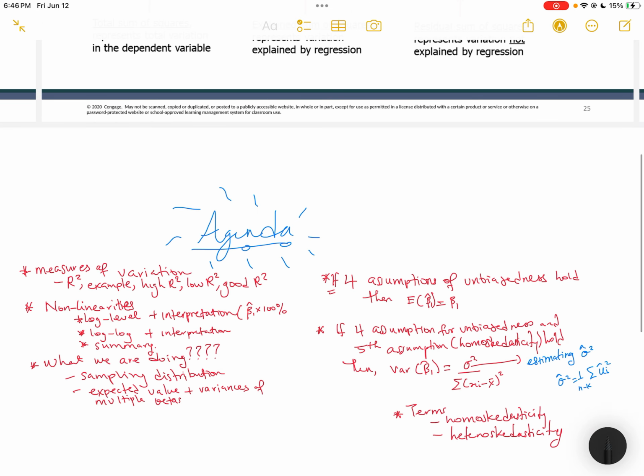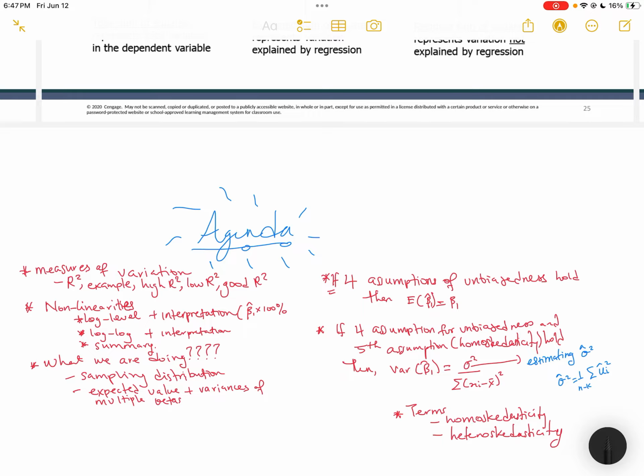What is the agenda? Well, this is the agenda. We are going to look at measures. I'm starting from your left hand side. Measures of variation, R squared. We'll look at how to calculate R squared, an example, a high R squared, a low R squared, a good R squared, what those mean. We'll look at some non-linearities. So Spencer, here is to your question.